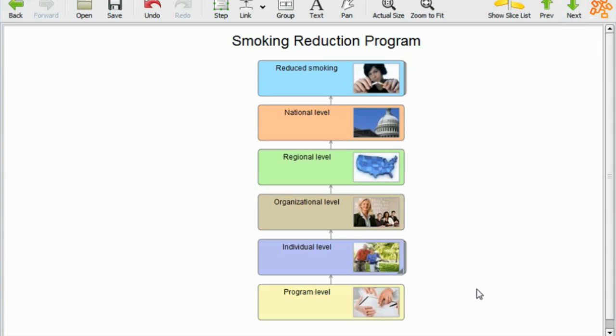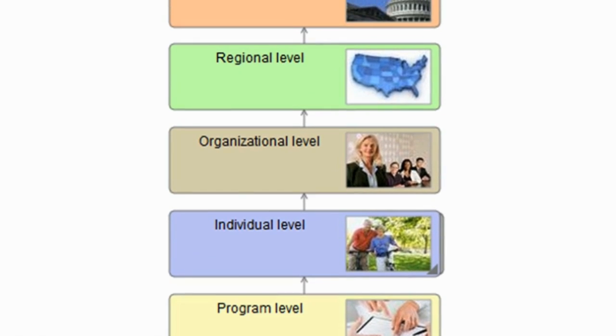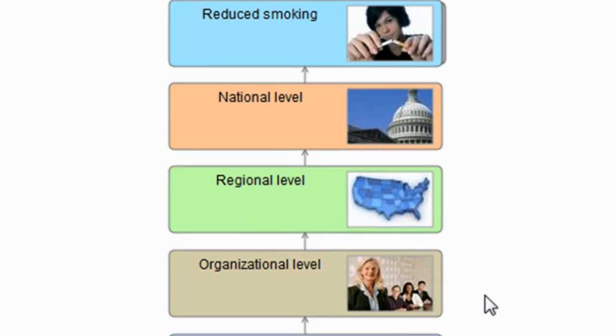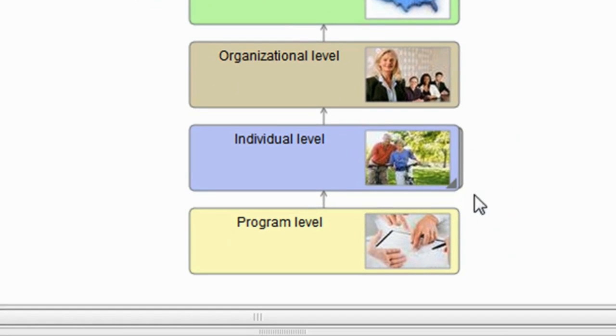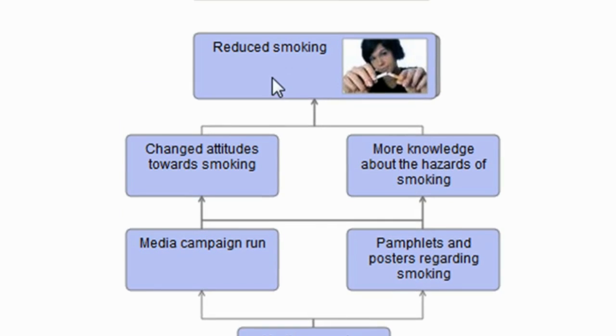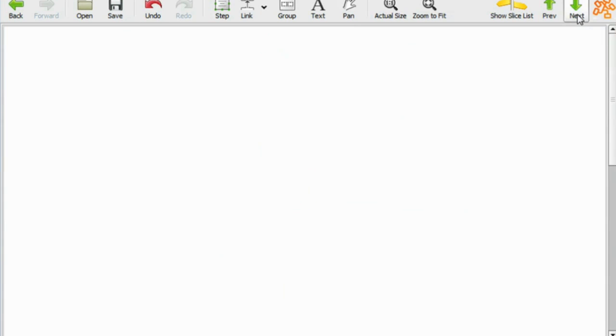And within DoView, it allows you to build modular models, which can be as big as you like. So this has the advantage of not having to limit ourselves to a single page. And here we've built one which takes us through, again, on smoking, program level, individual level, organizational level, regional, national level, and up to reduce smoking. I'll just look for a moment at the individual level within the model, and I've gone down to that sub-page. And here's a media campaign being designed, being run, change attitudes towards smoking, reduce smoking, and that's the individual level of the model.